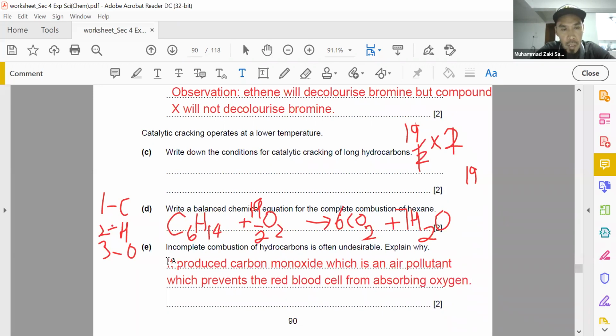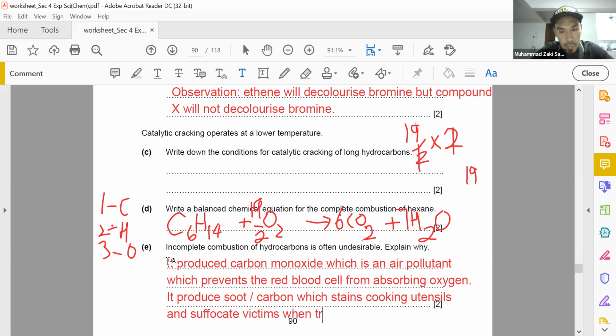The other one, remember soot. It produces soot or carbon, which stains cooking utensils and suffocates victims when trapped in fire.